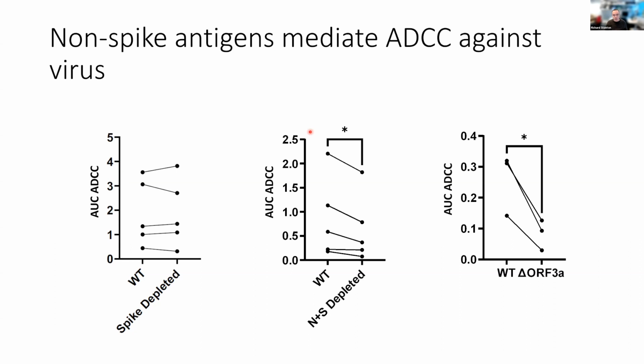They aren't comparable between experiments, but within each experiment, each paired line here is a donor before and after depletion. Bigger numbers, better ADCC. And so you can see if we have our wild type serum and we deplete spike antibodies from it, we see no change really in the magnitude of the ADCC response. If we start going to the other antigens that we're interested in, though, we do start seeing responses.